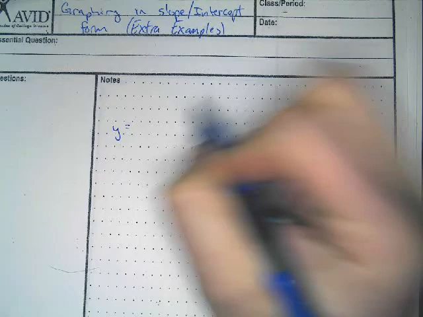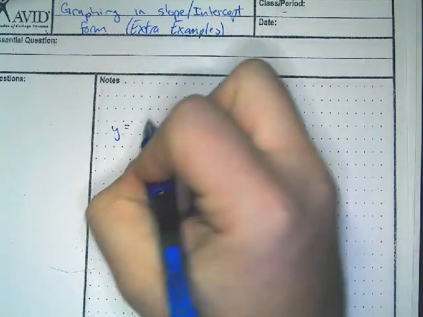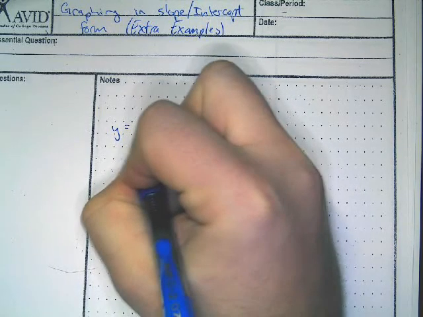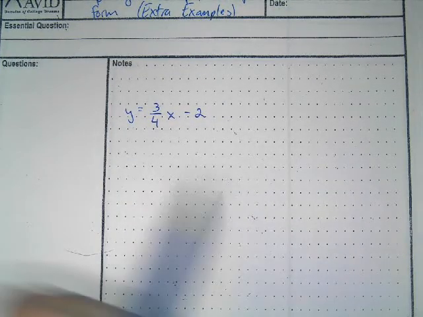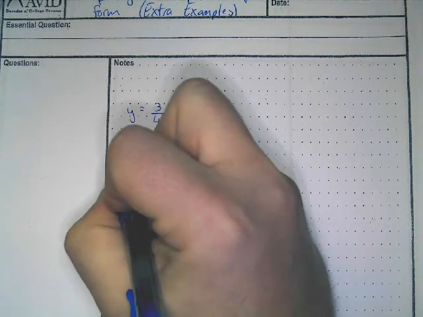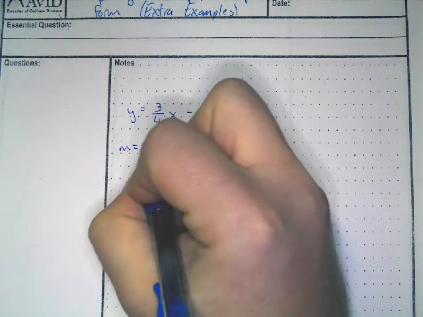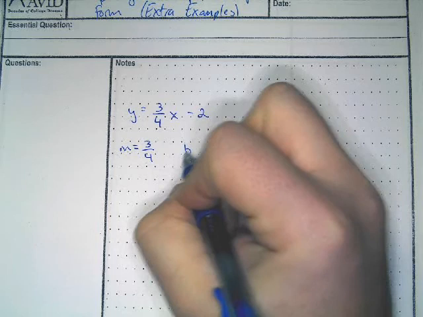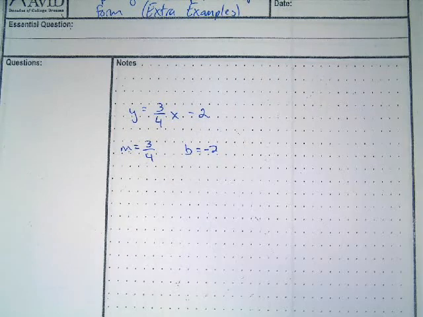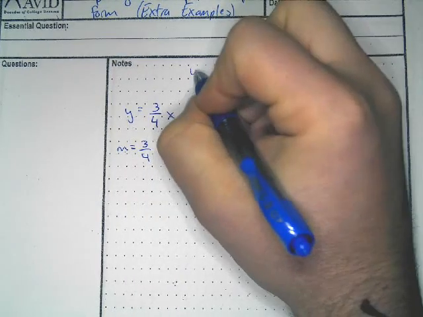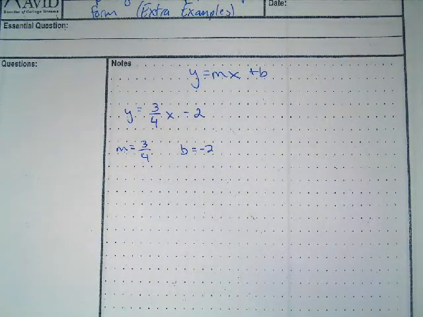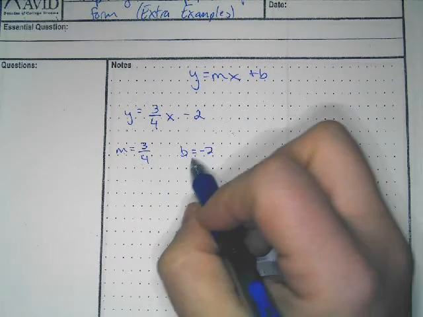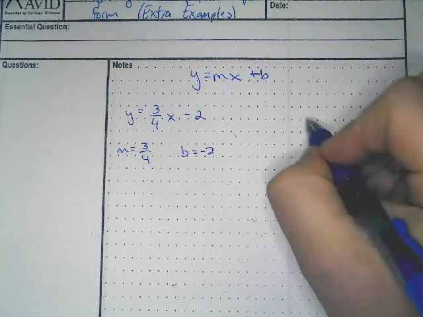So let's say we want to graph y equals 3/4 x minus 2. Well, let's identify our slope and our y-intercept. Our slope's the number in front of the x, the fraction 3/4, and our y-intercept is -2. I'm pulling these letters from our equation y equals mx plus b. So we start with the y-intercept and then we apply the slope.